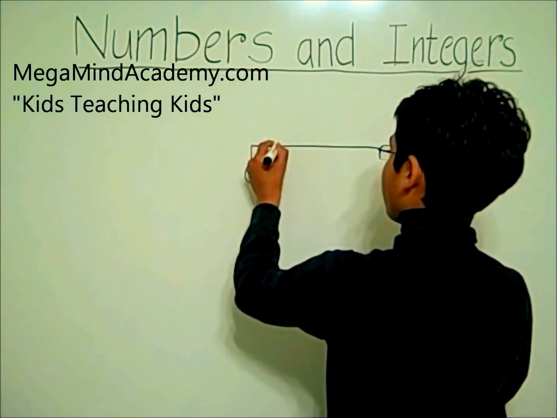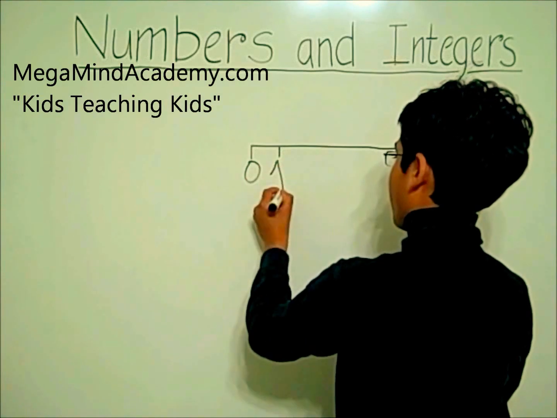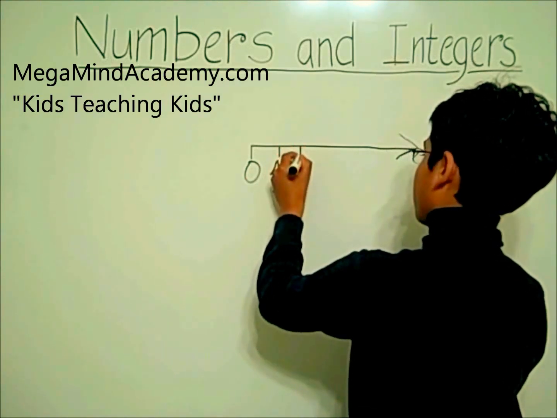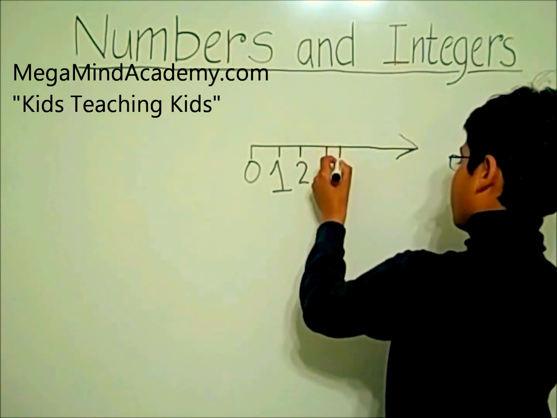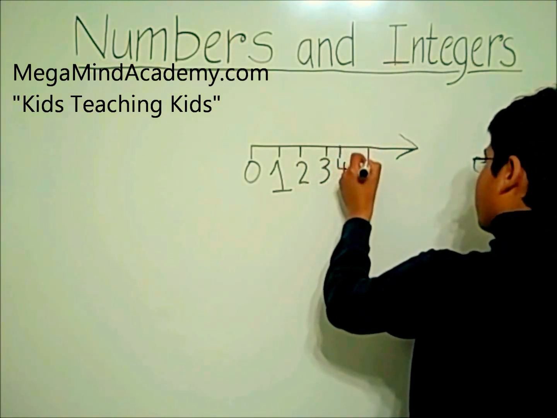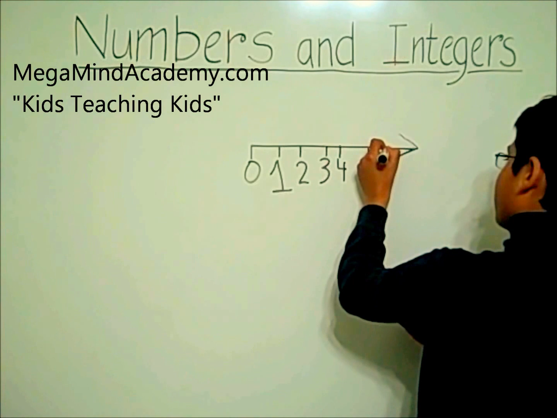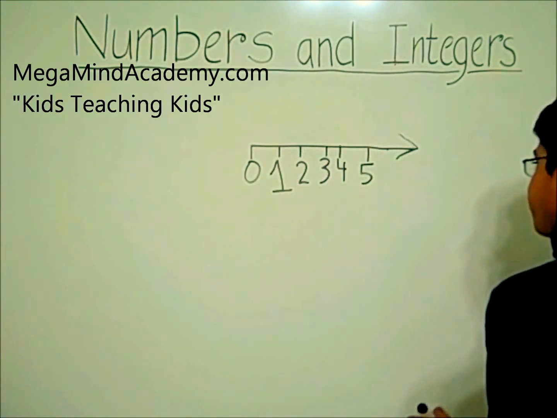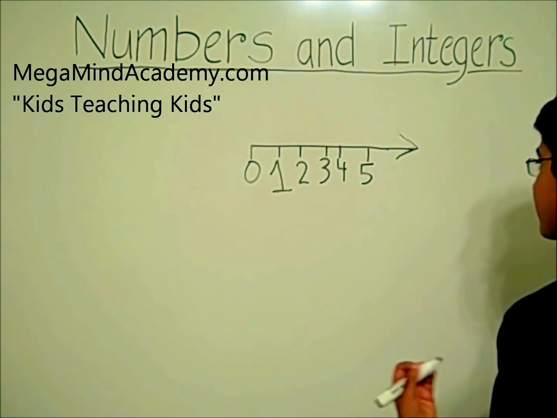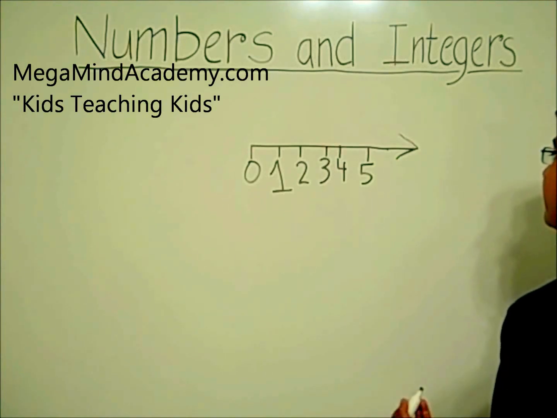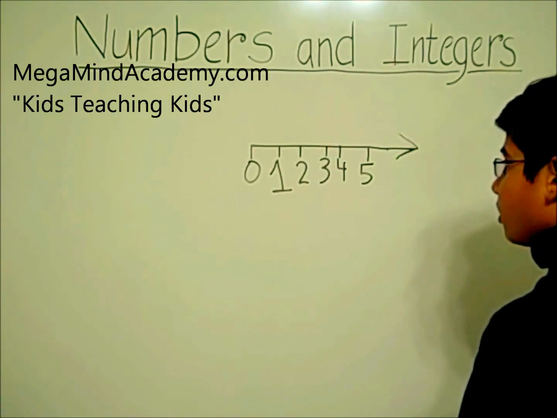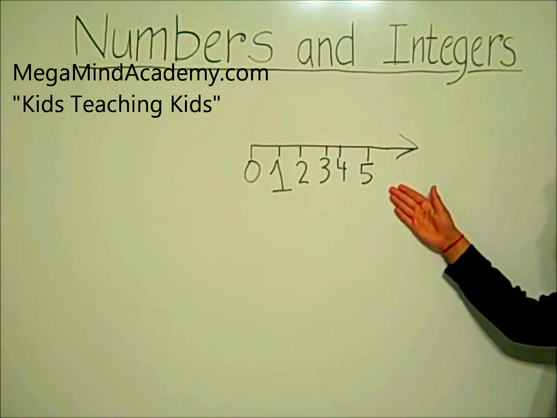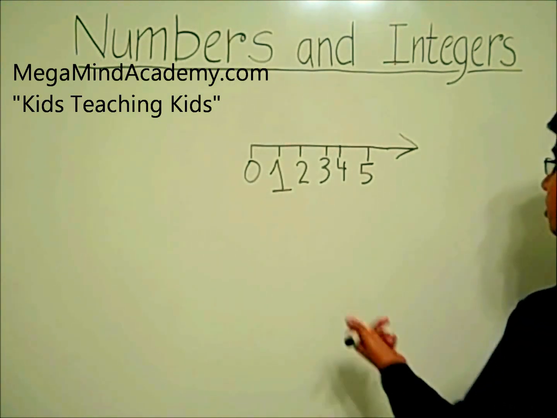0, 1, 2, 3, 4, 5, and so on. So that would be like 6, 7, 8, 9, 10, and so on. So these numbers are called whole numbers.